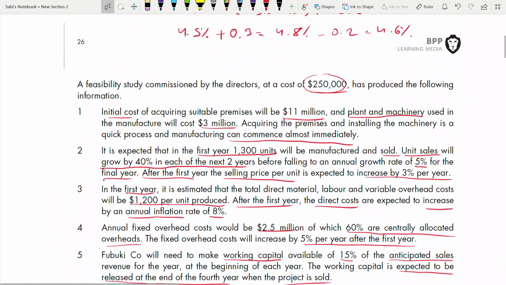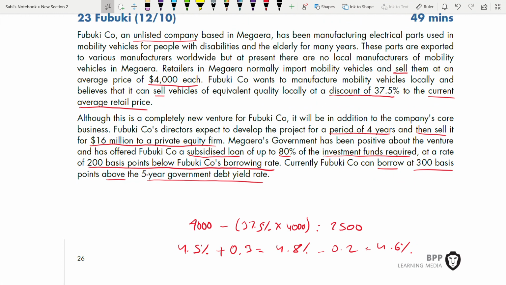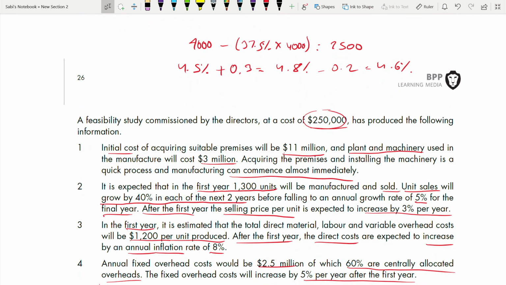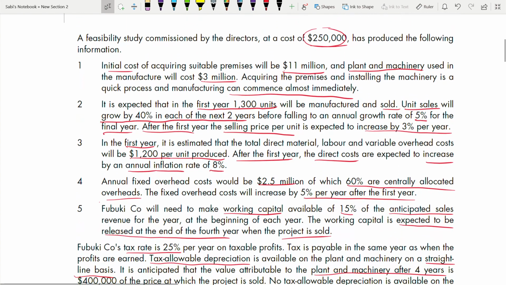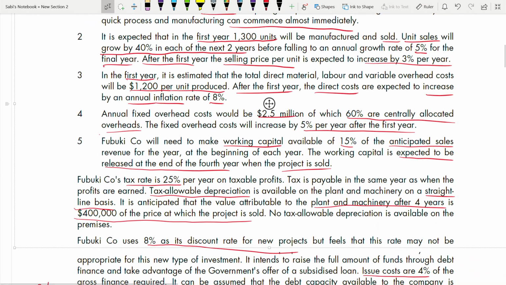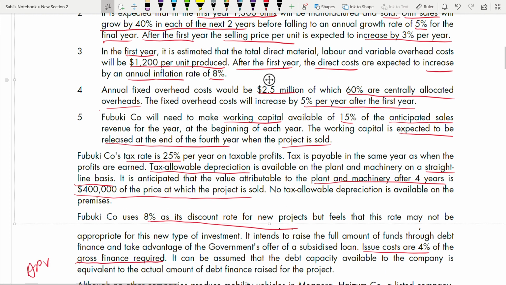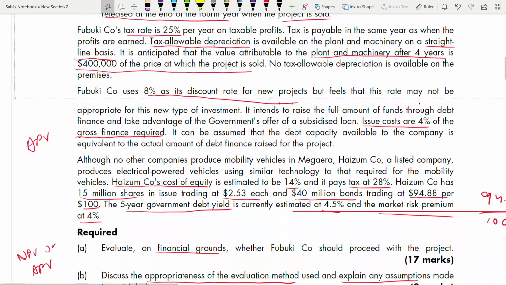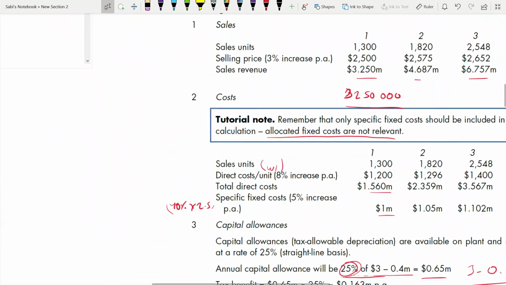No, there's none of this point. But it has to be from this point only. No other way. Tax allowable depreciation has not been mentioned. They haven't mentioned anything like that, but it is just an assumption in this.